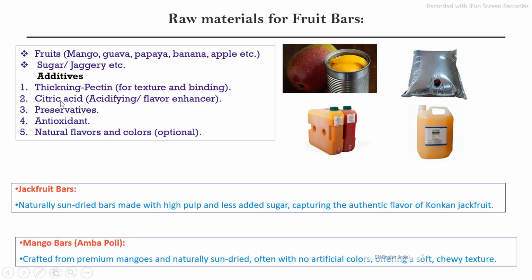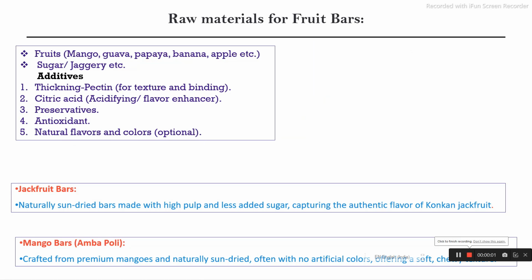Then the addition of citric acid, which acts as an acidulant and enhances the flavors. Then the addition of preservatives in proper proportion. Then the addition of antioxidant. The addition of antioxidant is very important in order to maintain the proper color of the final product for a long time. Natural flavor and coloring agents may also be added as per our requirement.